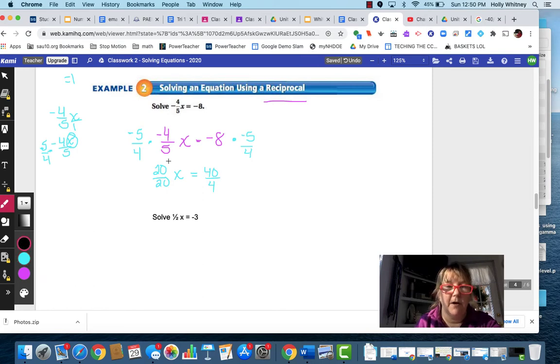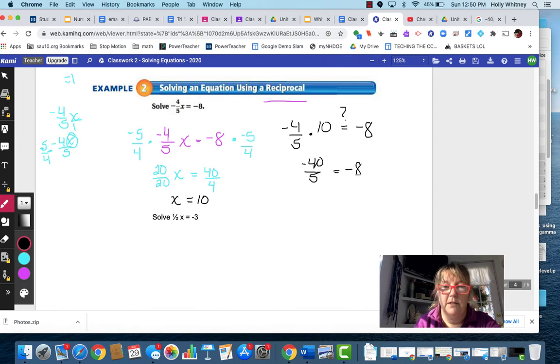Well, now I'm going to simplify. 20 divided by 20 is 1, gives me x. 40 divided by 4 is 10. Let's check that out. So if I have negative 4 fifths times 10, does that equal negative 8? Well, negative 40 divided by 5, does that equal negative 8? 40 divided by 5 is 8. Negative divided by a positive is a negative. So yeah, negative 8 is equal to negative 8.